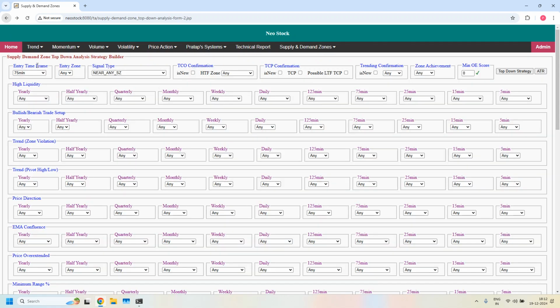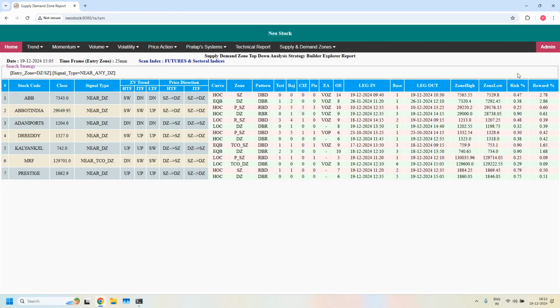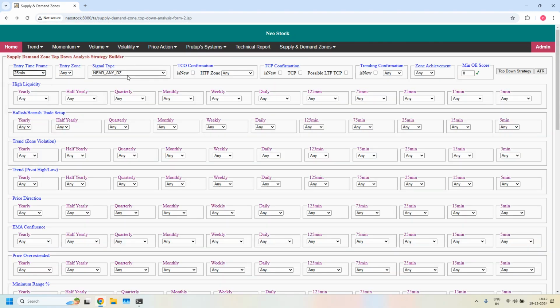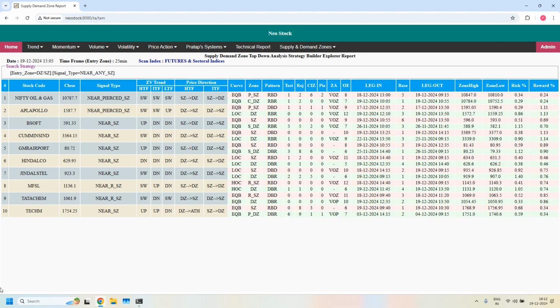Okay. Next time frame is 25 minutes, stocks near 25 minutes demand zone. 7 stocks are filtered. Next 25 minutes time frame, stocks near 25 minutes supply zone. 10 stocks are filtered.